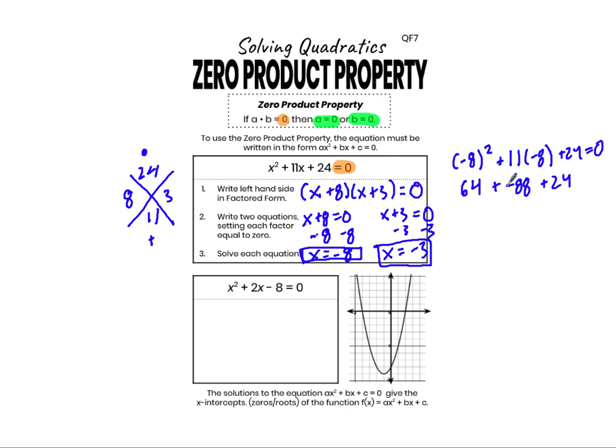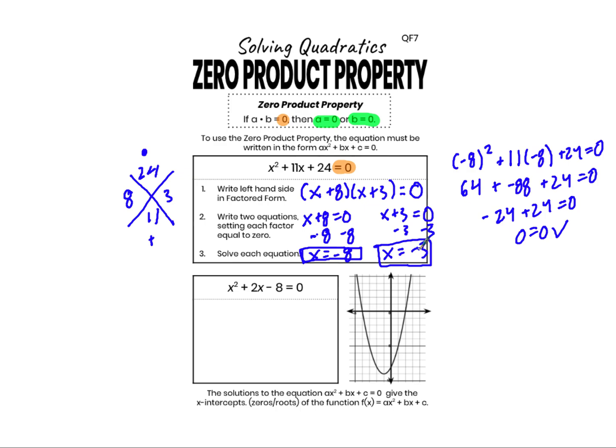Does 64 plus negative 88 plus 24 equal 0? 64 minus 88 is negative 24, yes! Negative 24 plus 24 does equal 0. So what I've done here is verified that negative 8 is in fact a solution to this equation.